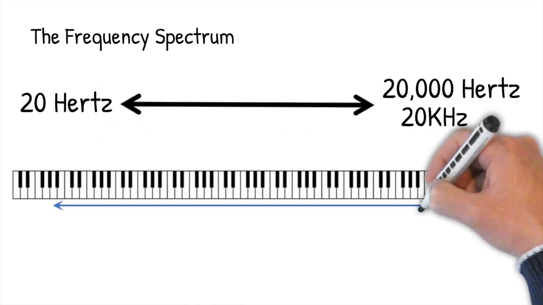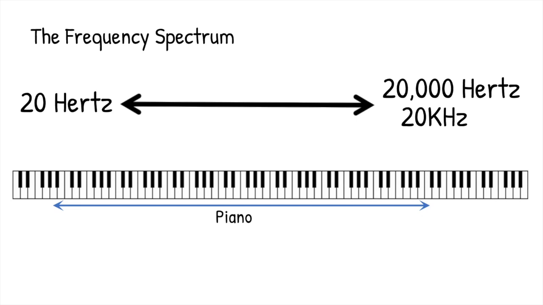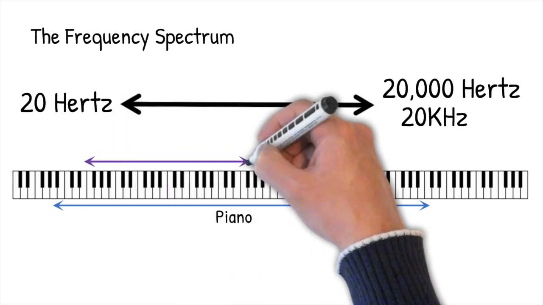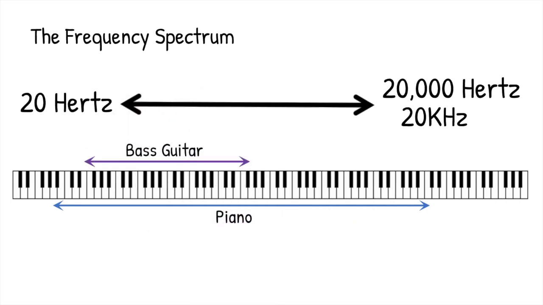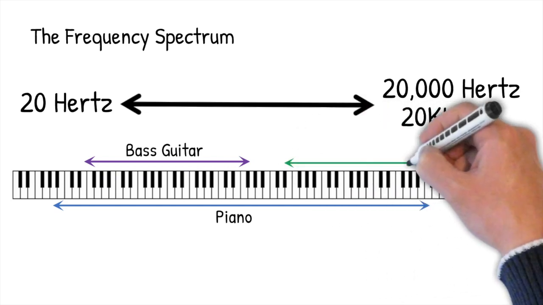In relation to the ranges of instruments, the piano is a little over 7 in this range here, while the bass guitar covers this range here. The piccolo, probably the highest instrument, covers this range here.